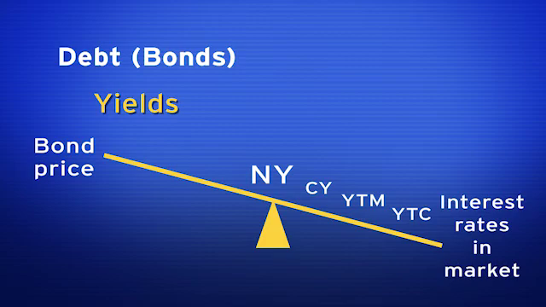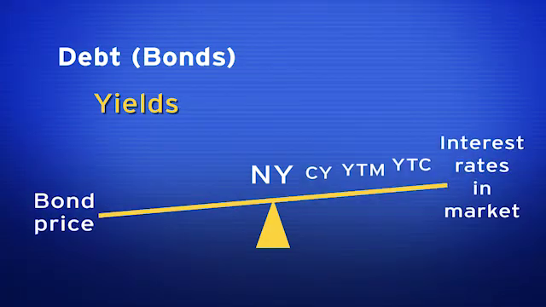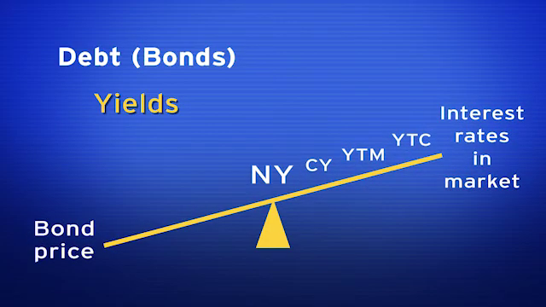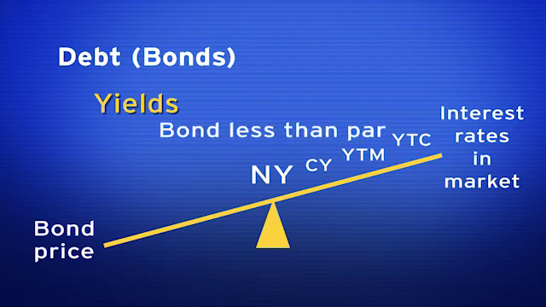Now let's take a look at the seesaw and see what happens if interest rates were to go up. Interest rates have gone up since the bond was issued. Well, remember, bond prices have an inverse relationship to interest rates. So if interest rates go up, bond prices go down. Bond is trading for less than par. Bond is trading at a discount.